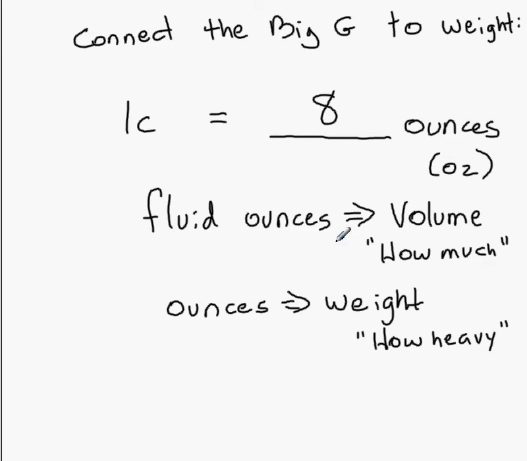Fluid ounces are volume, and that's how much. If you look at a bottle of water, it tells you it has 12 fluid ounces, and that's how much water is in there. If you're talking about weight, it's just ounces. So that can get a little confusing. Adding that fluid turns it into a volume question. Ounces alone is a weight question, and that means how heavy. So that's kind of the big difference here.